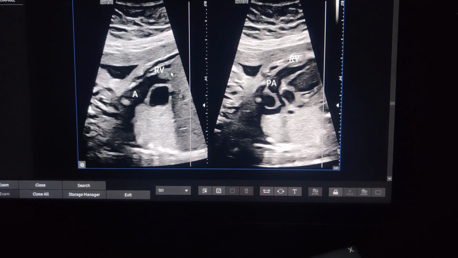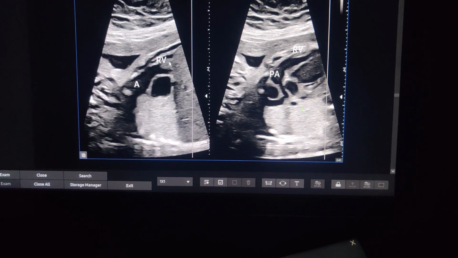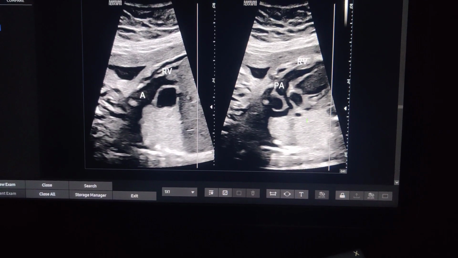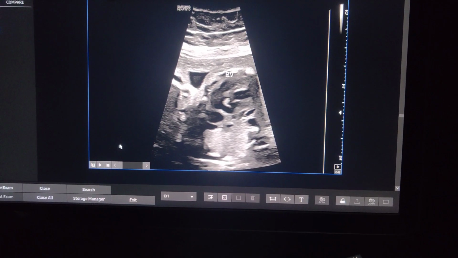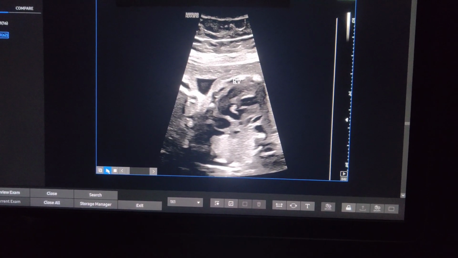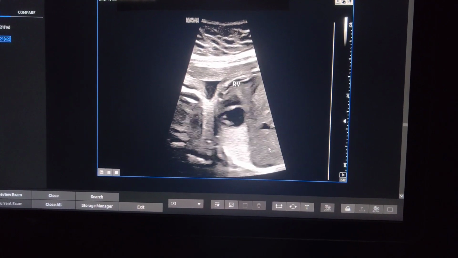So this is a double outlet right ventricle. So the right ventricle gives rise to the aorta and pulmonary artery. So those are the sagittal views of the outlet views. Now the cine of the outlet views in the sagittal plane.